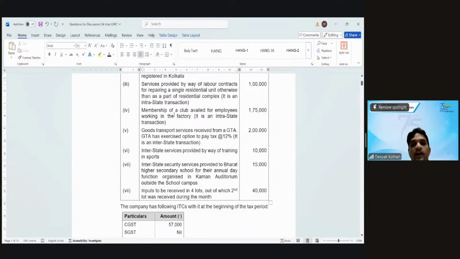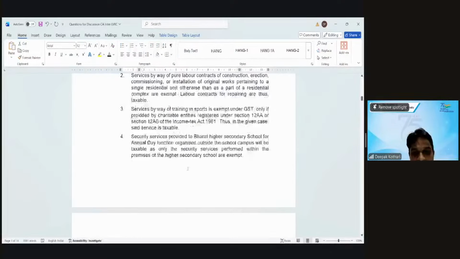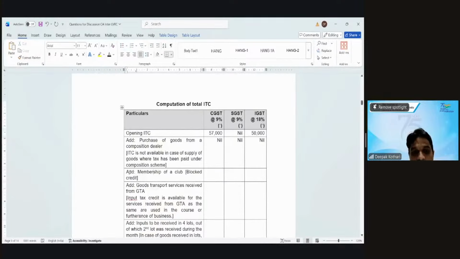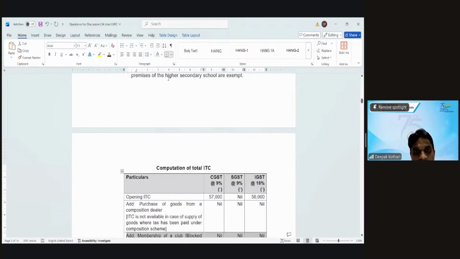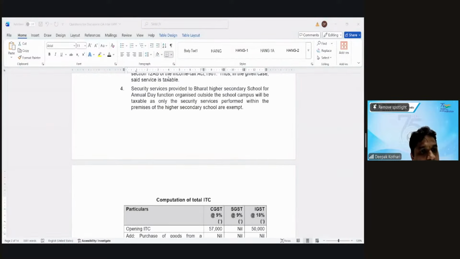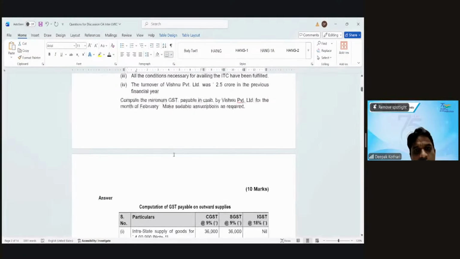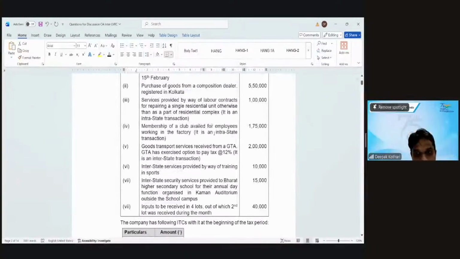Then membership of a club, which is availed. So again, this is availed, so this will go to input tax credit. Membership of a club availed for employees working in the factory. We will go to the ITC and mention this membership of a club, and definitely we can mention that as per section 17, it's a blocked credit. So we will not get any credit for this. We'll go in the order, Nagaraja, whatever is given, so we don't miss out on any point.